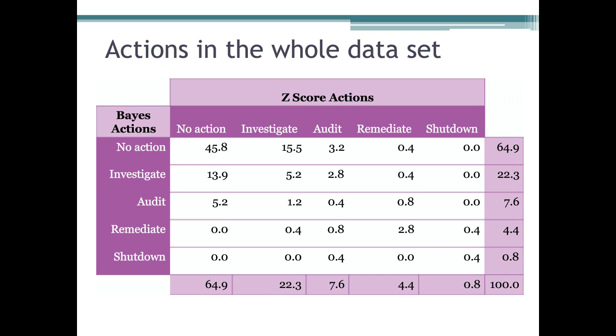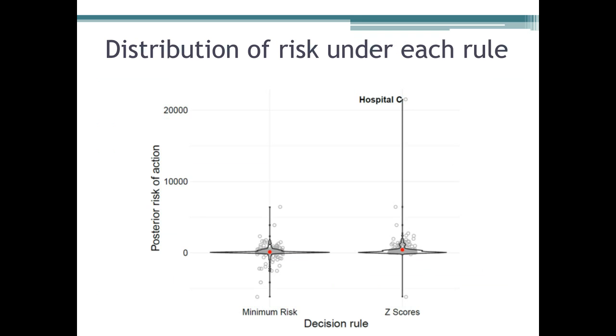And so here's an example: Hospital C is a case where under the Z-score rule, we end up with a very large loss to the system when we make decisions using Z-scores instead of this Bayesian proposal that incorporates all of the factors that are important in our decision making.